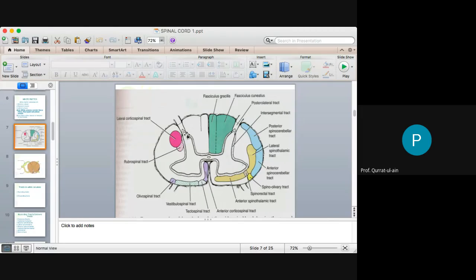I will not list the descending tracts yet. We will discuss this in our next class. Today, our main focus is on all these ascending tracts.